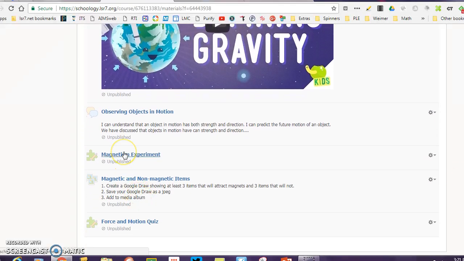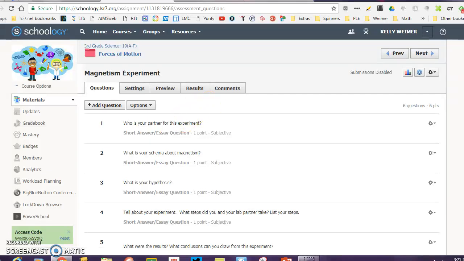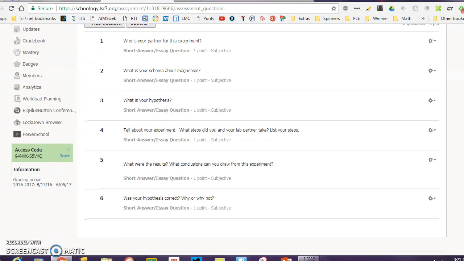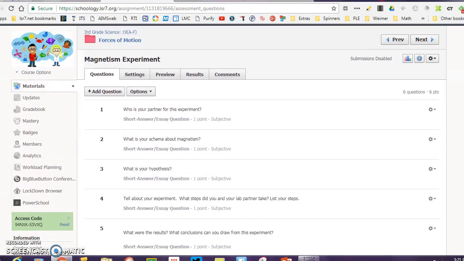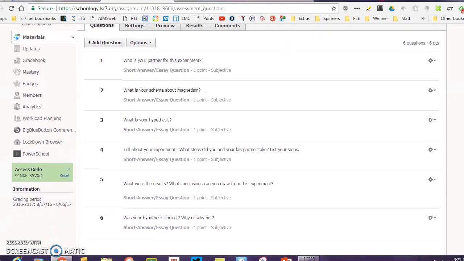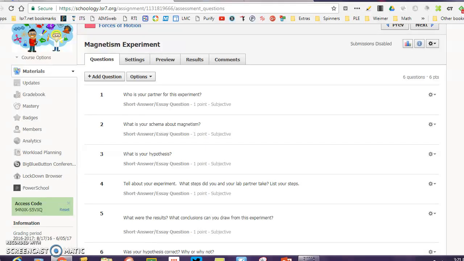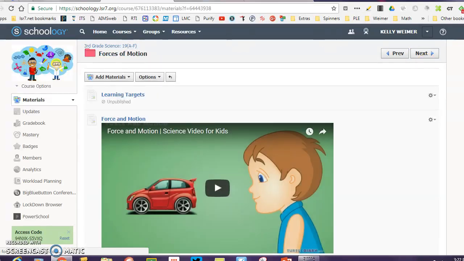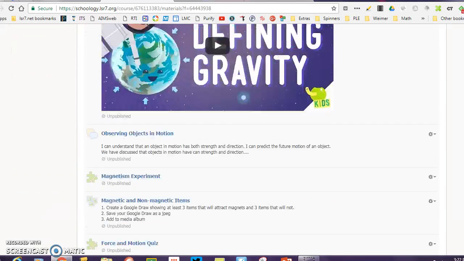My second project that I created was this magnetism experiment. Really, it is just built and set up similar to our experiment that we did with Julie's week 1. They're going to be working with a partner, and this is all about magnetism. My objective for this experiment was they are having to come up with a solution to a problem using magnets.